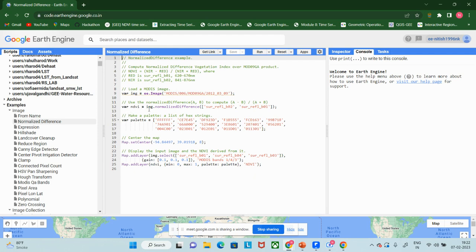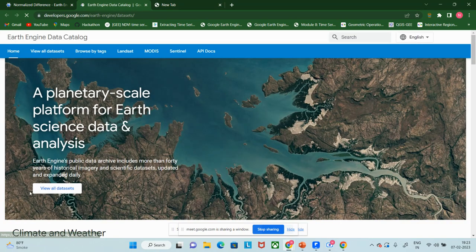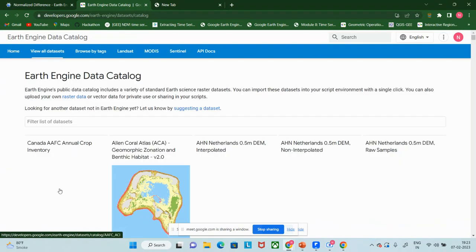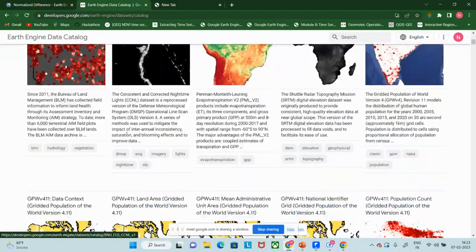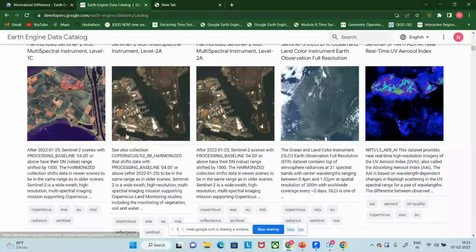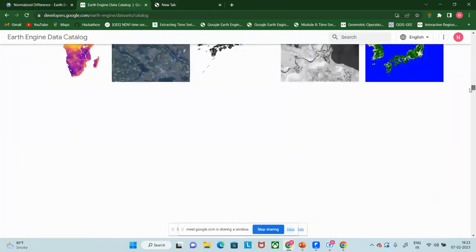Here someone has uploaded code for MODIS. This is okay. First I will tell you how you can search for data. Here, when you click this search section, browse data catalog will come, and then click on view all datasets. So you can see how many datasets there are. If you go on scrolling, this many satellite datasets are uploaded already. It is huge in number.